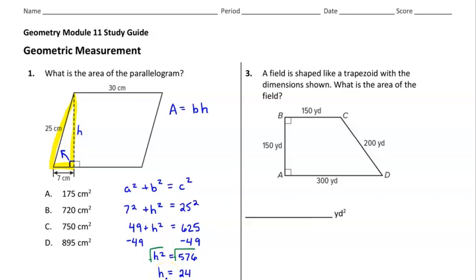So now I have the base and my height. So my base is 30 times my height, which is now 24. And so this is going to be 720 centimeters squared.